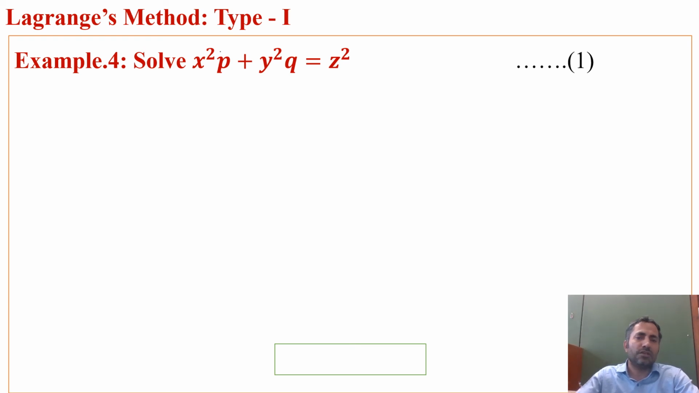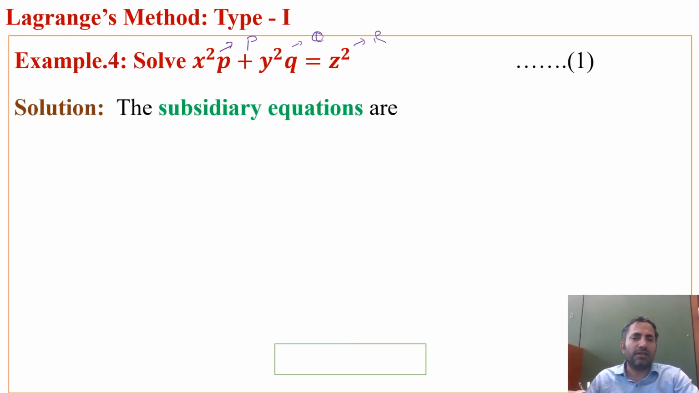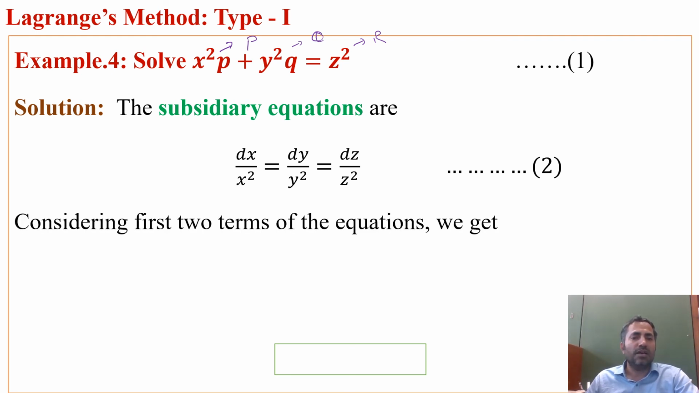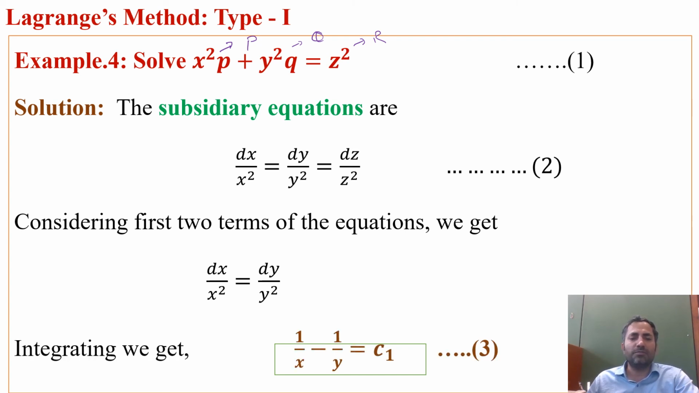So the fourth question that we are getting here: capital P is x squared, capital Q is y squared, and capital R is z squared. So very quickly we can have the subsidiary or auxiliary equation. So it is dx upon x square, dy upon y square, and dz upon z square. Any two fractions that we can take here. Suppose we take the first two fractions. So what we get is dx upon x square equals dy upon y square. Now integrating, what we get is 1 upon x minus 1 upon y equals c1.